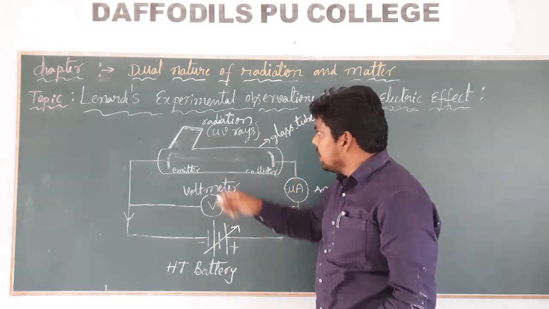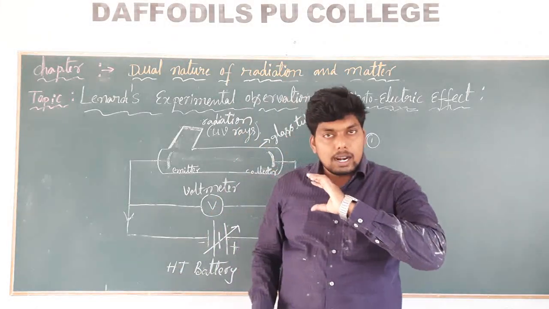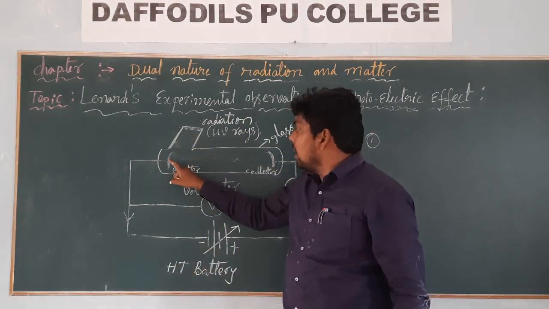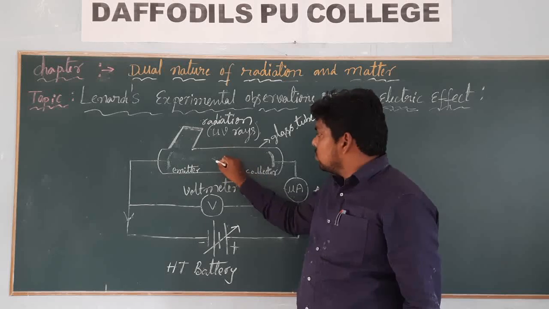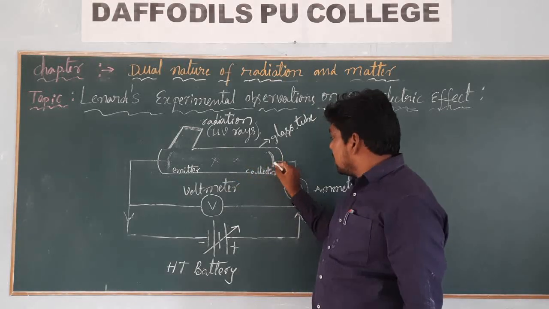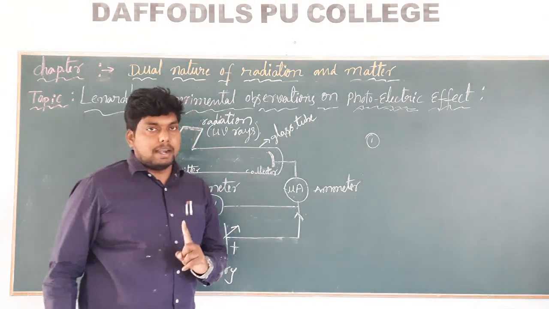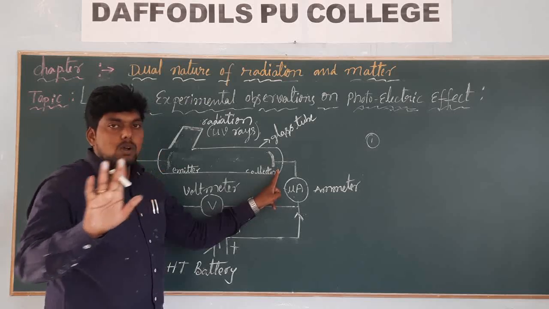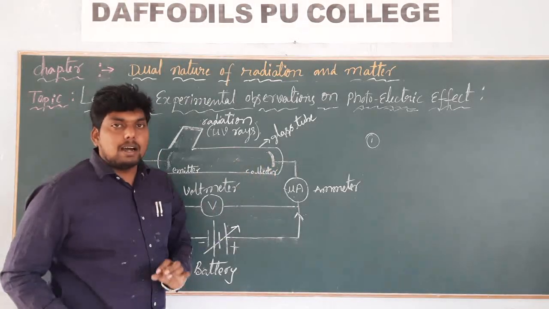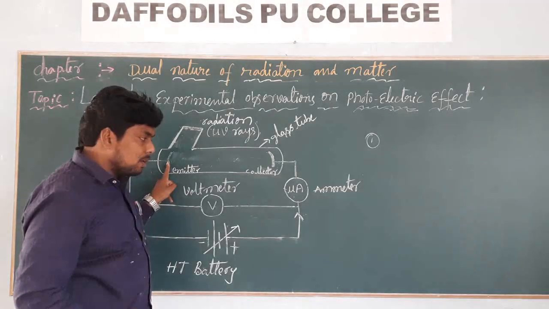But here, is there any radiation which is falling on the emitter plate? There is no radiation or there are no UV rays which are falling on the emitter plate, so the electrons are present at the emitter plate only. There are no electrons which are moving towards the collector plate, so there is no electric current in the circuit. This is about the first point. Potential difference is applied across the emitter plate and collector plate, but there is no current in the circuit. Why? Because there is no UV rays falling on the emitter plate.